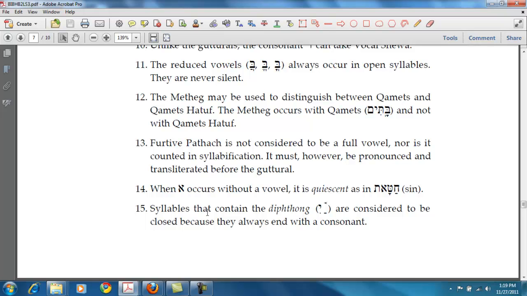Syllables that contain a diphthong, which is a combination of vowels to bring forth a single unit of pronunciation, are considered to be closed because they always end with a consonant.